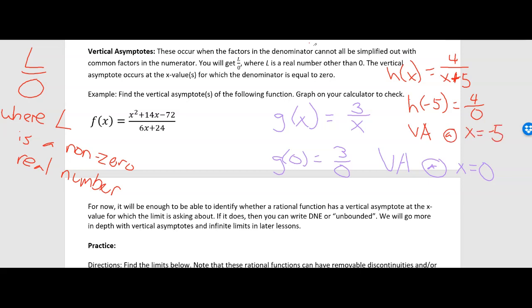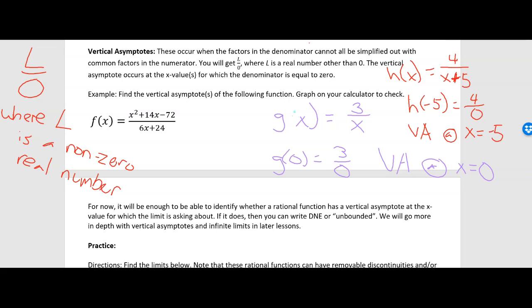So again, hopefully this is a little review from Algebra 2 and Pre-Calc, where if you can figure out where the denominator is equal to 0, as long as the numerator also isn't equal to 0, you're going to have a vertical asymptote at whatever that x value was. Okay, the thing that we're going to work towards right now is that we're going to have to do some factoring to get there. They're not going to be as easy as the purple and the red examples.